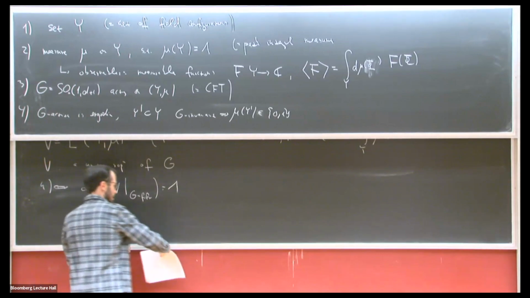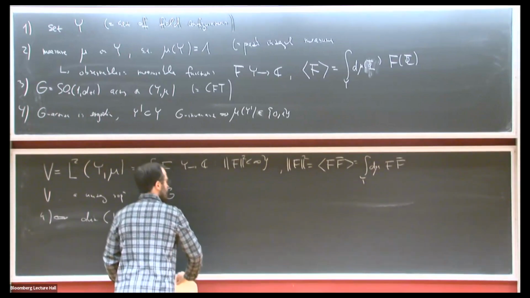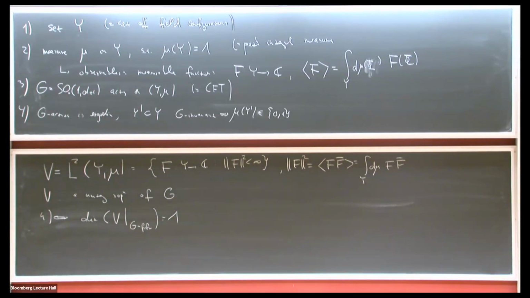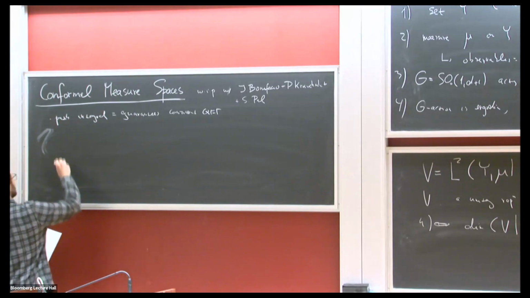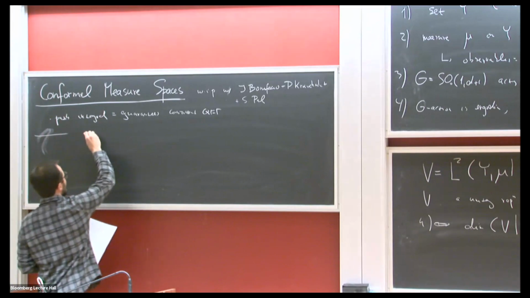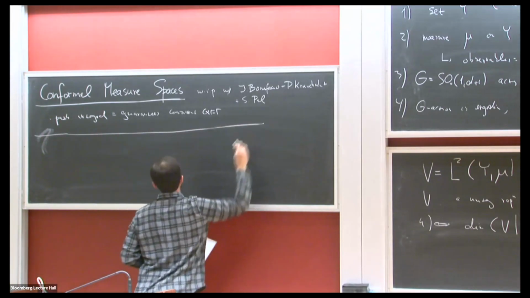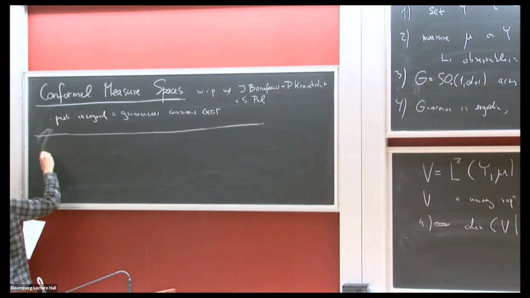So far everything is kind of trivial, maybe you think. One of the points that I like to make is that there are interesting examples of conformal measure spaces which do not seem to be CFTs, to which conformal bootstrap still applies, and these are hyperbolic manifolds. So how does that work?